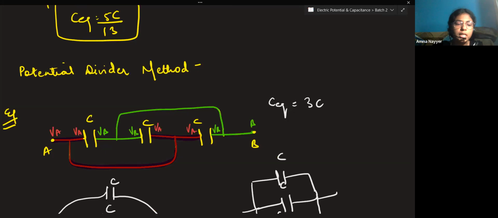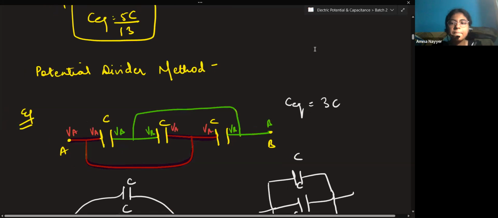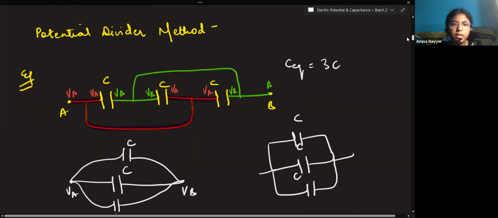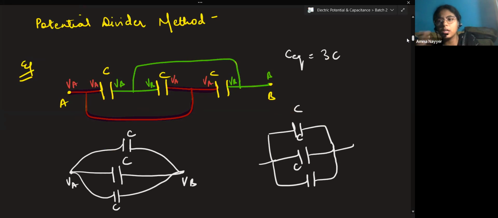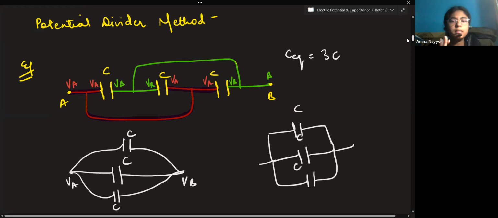Any doubts till now? Okay, do one thing, start noting down this potential divider method. If you're not able to identify why we have written VA, VB or VC, just ask me. Or if you are uncomfortable unmuting yourself, text me. I'll repeat it. So start noting, see if you get stuck. Try to first solve it yourself. Trace it, see which potential where the barrier of capacitor is coming.